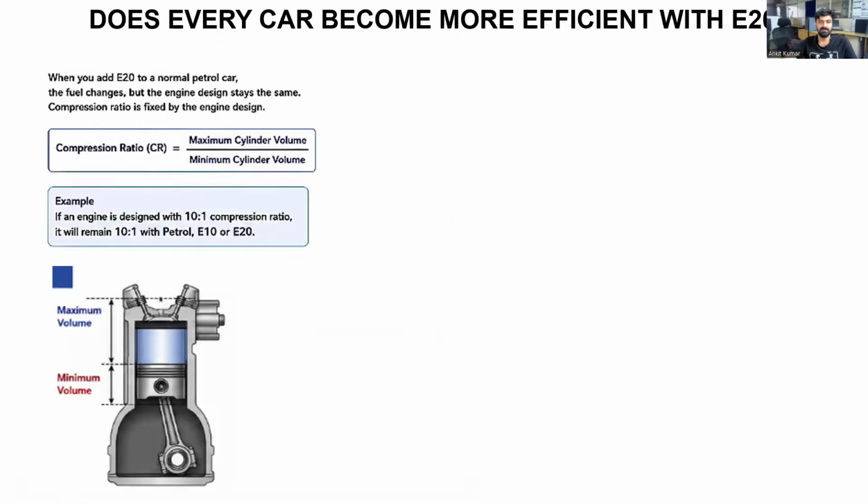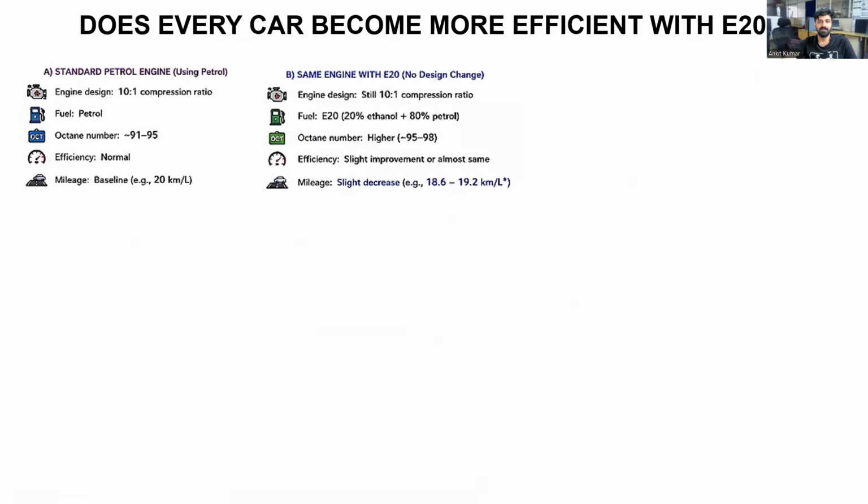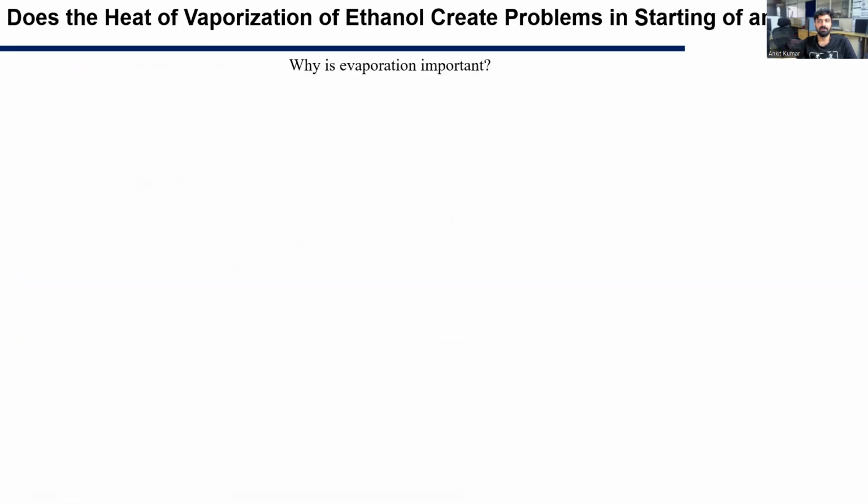So in today's lecture, we are going to understand another important concept: does the heat of vaporization of ethanol create problems in starting the engine? As we have seen, the heat of vaporization of ethanol is very high, approximately 840 kilojoule per kg. That facilitated the higher octane number and higher anti-knocking resistance characteristics. But there are some disadvantages of having a higher enthalpy of vaporization of ethanol, and let's see what the disadvantage is.